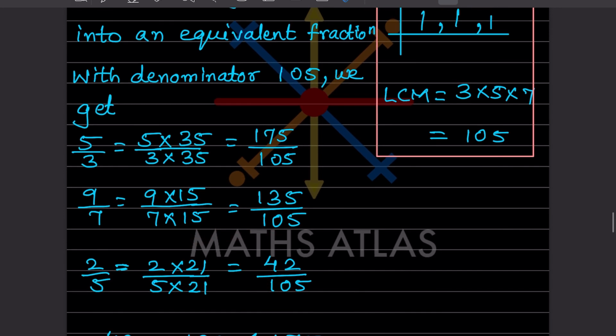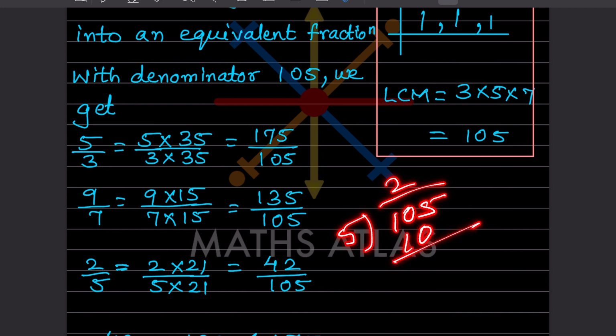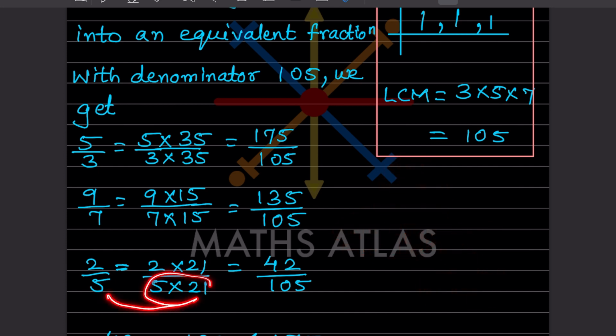Again, for this one also, you can see 105. This is 5. So you can see 105 divided by 5. So 5 2s are 10. And this 5 will come down. 5 1s are 5. So that is going to be 21. So 5 multiplied by 21 is 105. Hope you got this one.